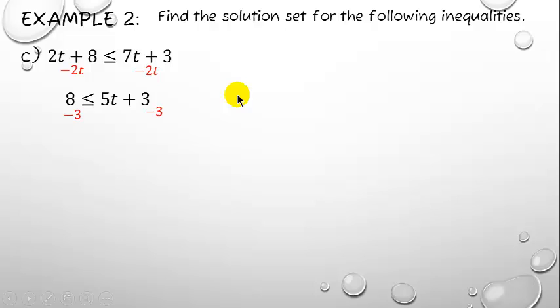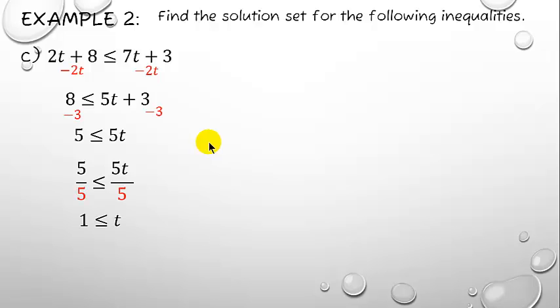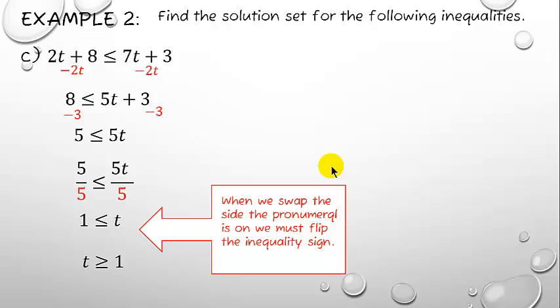Let's get rid of the 3 by subtracting 3 from both sides and I end up with 5 is less than or equal to 5t. Okay, getting rid of the 5, divide both sides by 5. So I end up with 1 is less than or equal to t. Now remembering we like to have the pronumeral on the left hand side, so I need to change them round. When we have the equal sign we just quickly swap the numbers, but when we have an inequality we must flip the sign if we change the sides of the inequality. So I end up with t is greater than or equal to 1.